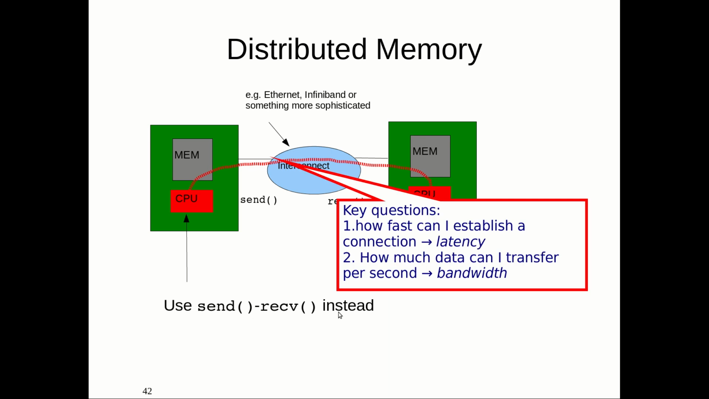And the key questions, if I'm thinking about a parallel compute cluster, are, well, how fast can I establish a connection? Those are the properties of the interconnect network. How fast can I establish a connection? This is latency. This is very important if I'm communicating very frequently but not exchanging a lot of data, because then my communication times will actually be dominated by the latency, so how long it takes to establish a connection between two nodes. And question number two is, how much data can I actually transfer per second? This matters if I have to exchange large amounts of data.